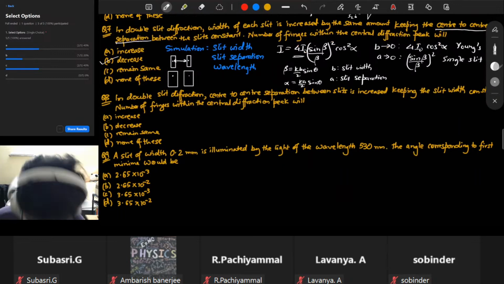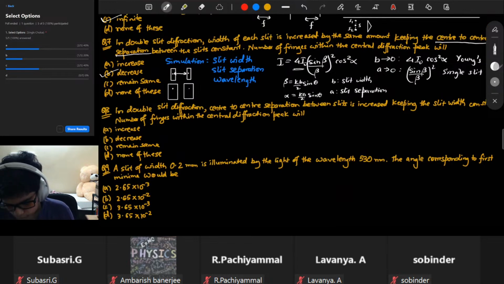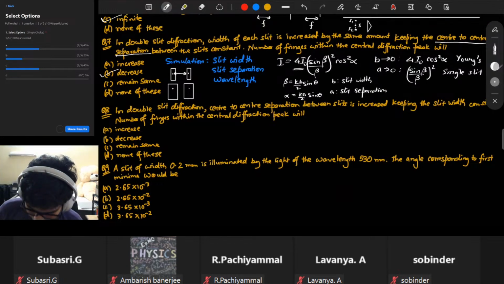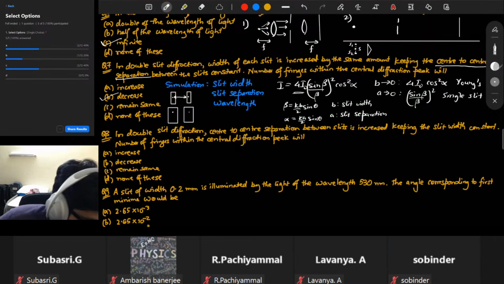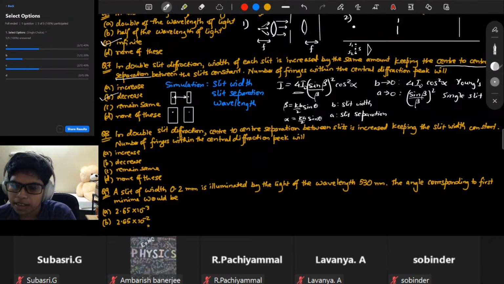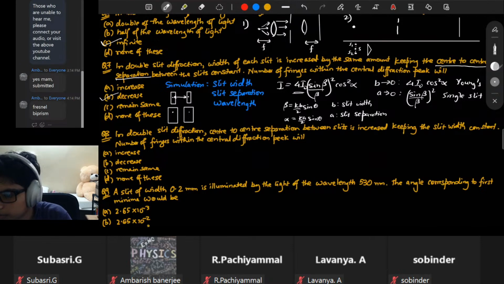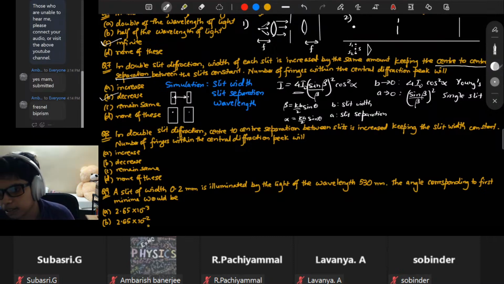Next question is also on double slit diffraction. In double slit diffraction, center to center separation between slits is increased, keeping the slit width constant. Number of fringes within the central diffraction peak will A increase, B decrease, C remain same, D none of the above. So now that you have seen the simulations, I hope all of you should get it right. So let me restart the poll. Okay, please answer the poll.